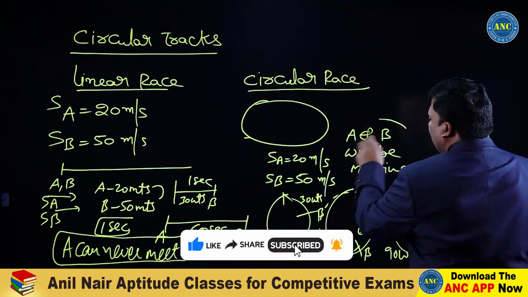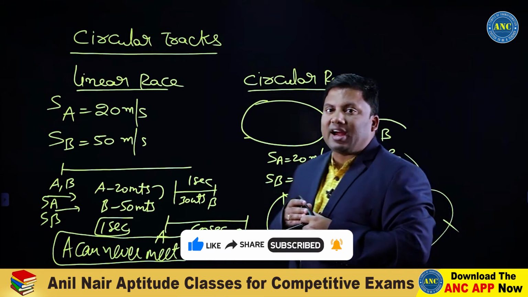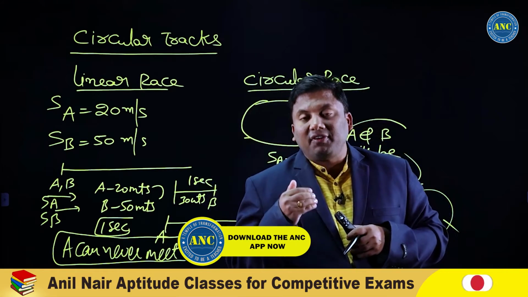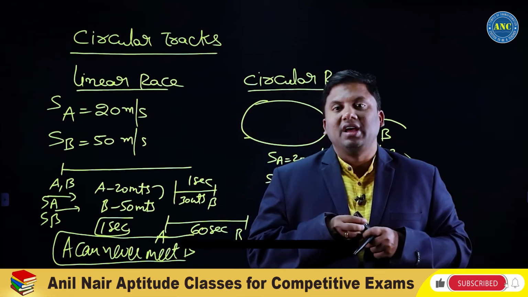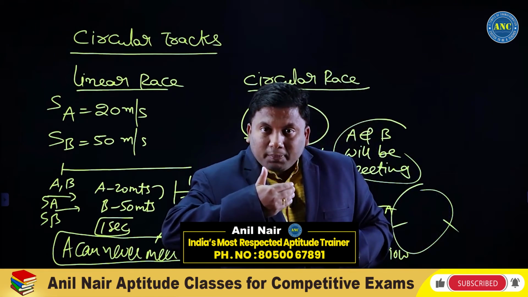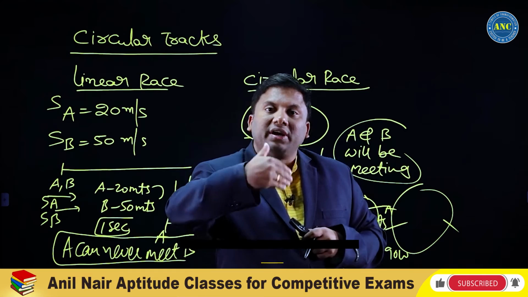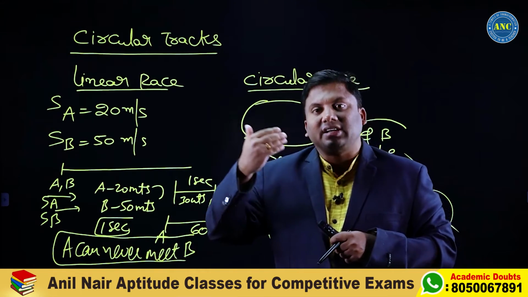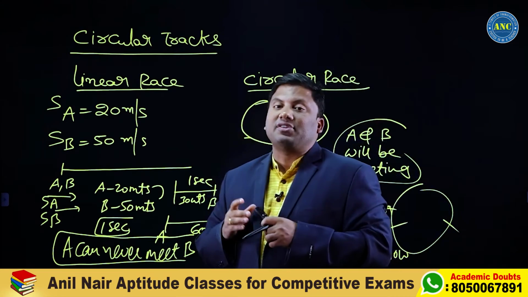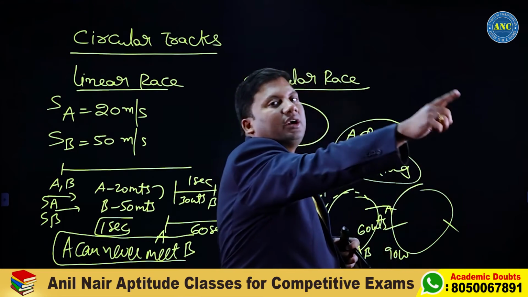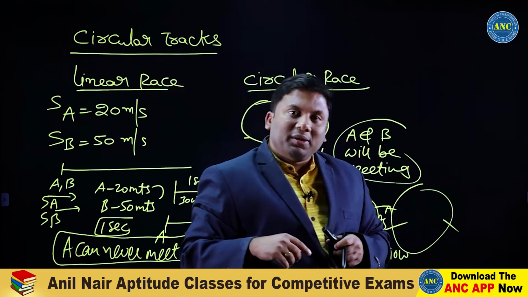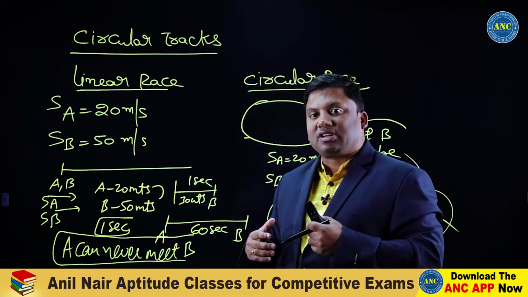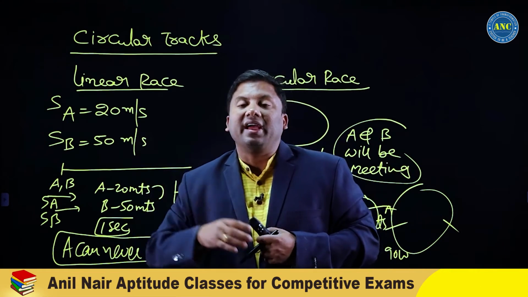I hope you understood the difference between a linear race and a circular race. Point number 1: in a linear race, if the speed of a person is greater than the speed of the other person, the greater speed person will go ahead and go very far from A as time progresses. But in a circular race, B will go ahead and come back. While coming back, maybe A is still in the first round. B has completed the first round and will meet A again in the second round.